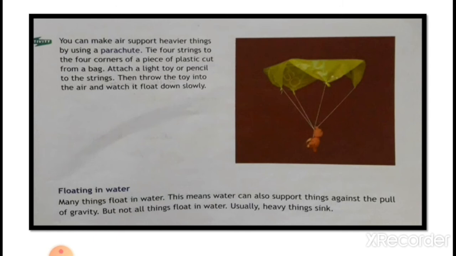And the next one is floating in water. Many things float in water. This means water can also support things against the pull of gravity. But not all things float in water. Usually heavy things sink. We have discussed that the air can support or hold lighter objects, right? Likewise, the water can also support things against gravity. When we put some thermocol or lighter objects over the water, it will float, right? But the heavier objects always sink in the water. Why? Because the earth is always pulling them downwards. So water can also support or hold lighter things.